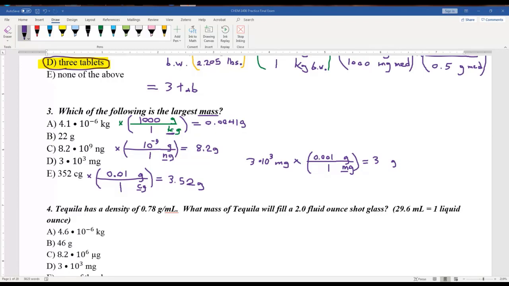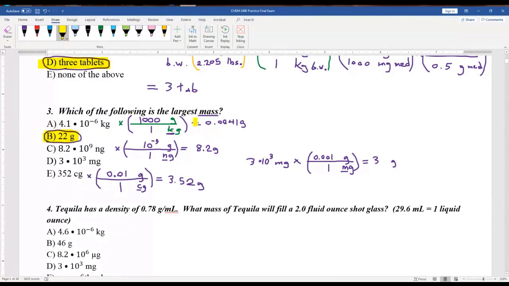So which one of these is the smallest, or which one of these is the largest mass, rather? Not A, because remember, A was actually, yeah, not E. You guys are just guessing now. No, remember, you have to look at all of them. B. Yeah, B, because B is 22 grams. None of the other grams are even close to that.